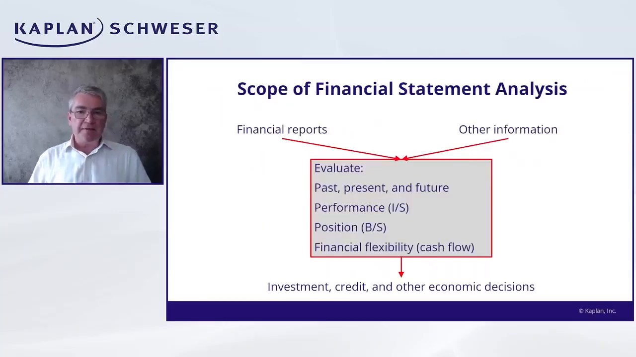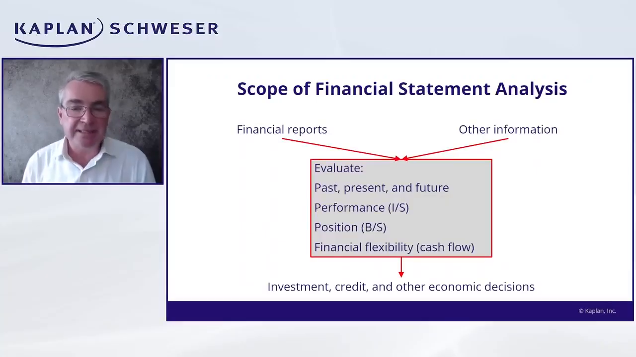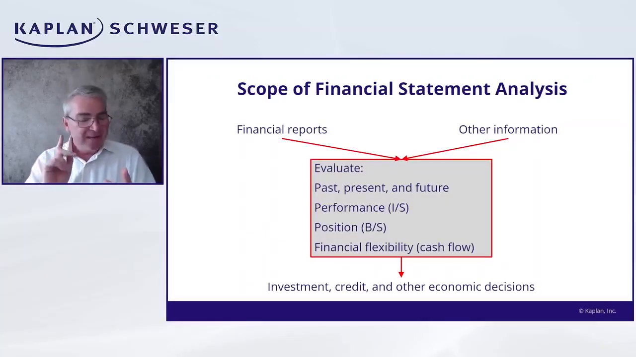So let's talk about the scope of financial statement analysis. So this is the idea of using financial reports, income statements, balance sheets, cash flow statements, footnote disclosure, and other external sources of information. So it could be journals, it could be company visits, it could be regulatory providers of information, etc. And combining this information to evaluate the company.